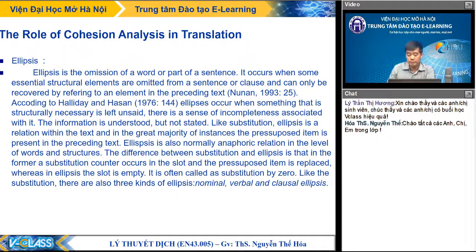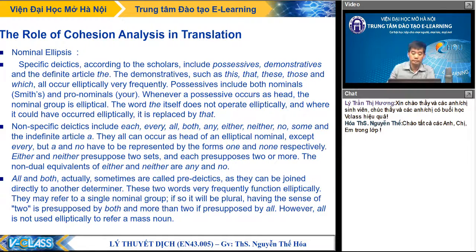What about ellipsis? Ellipsis is the omission of a word or part of a sentence. It occurs when some essential structural elements are omitted from a sentence or clause that can only be recovered by referring to an element in the preceding text.